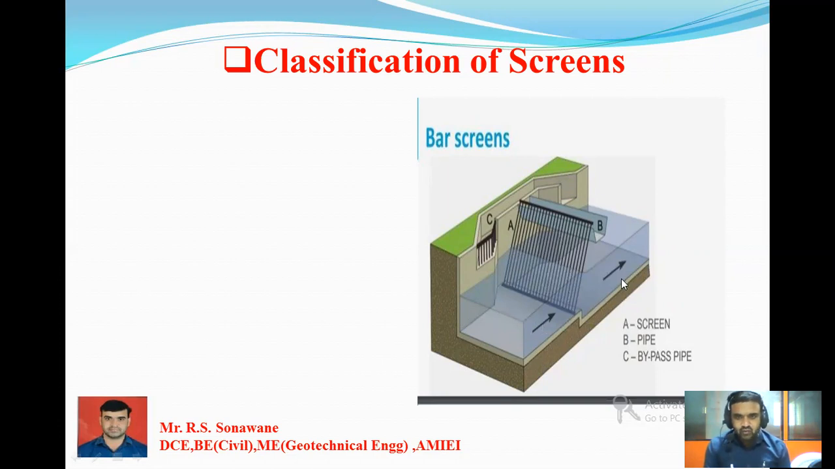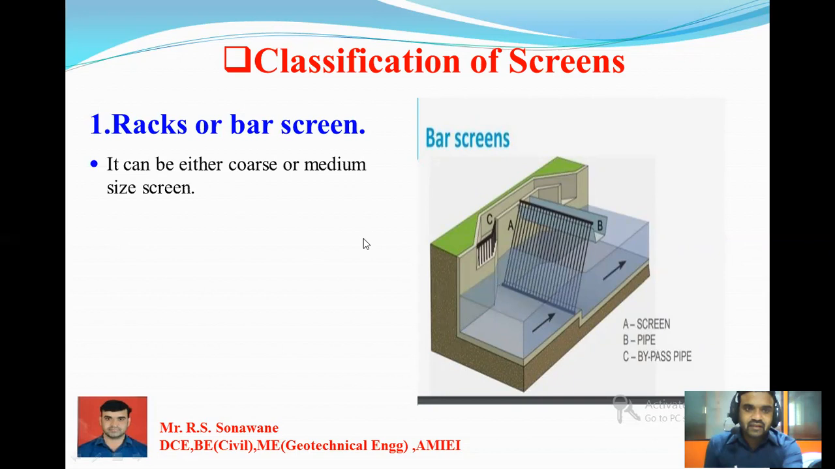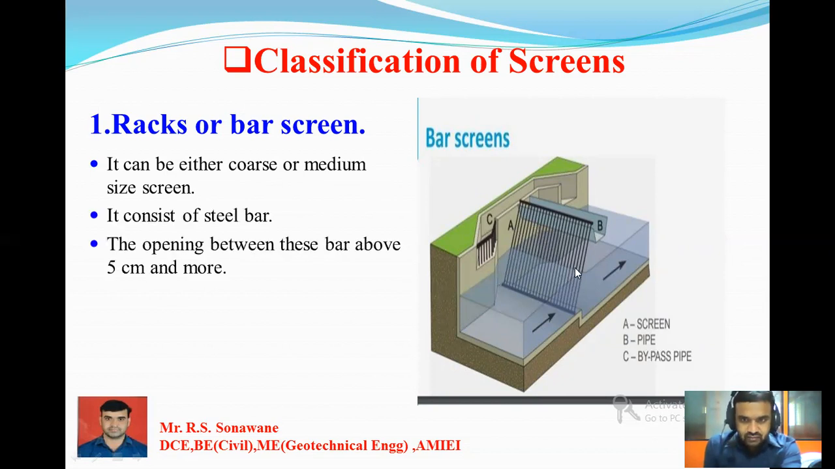The velocity before screening, the velocity through the screen and the velocity after are different. When we design the screen chamber, at that time we will discuss in detail the through velocity, the before velocity and the after velocity, and the criteria. Now the screen can be either coarse or medium in size. You can see it consists of steel bars, these are made of steel bars.